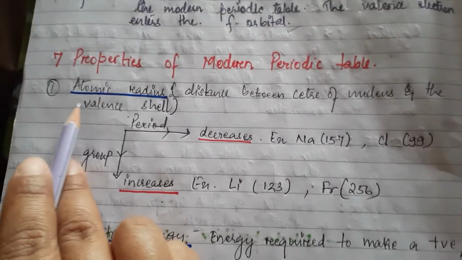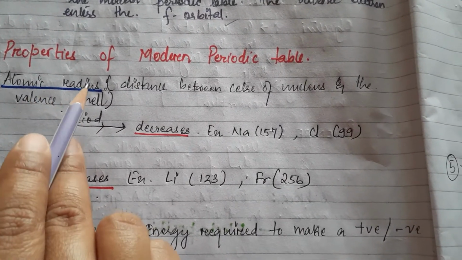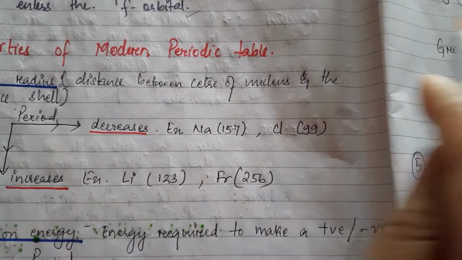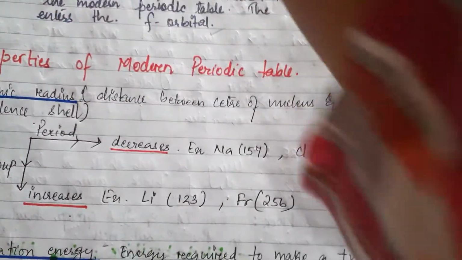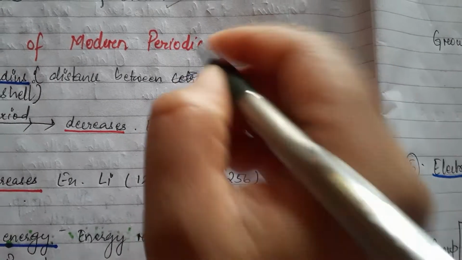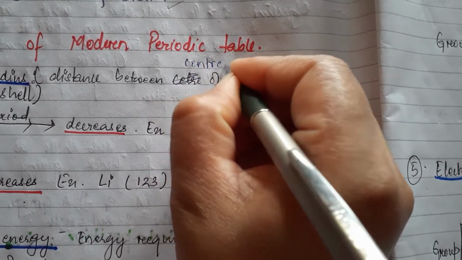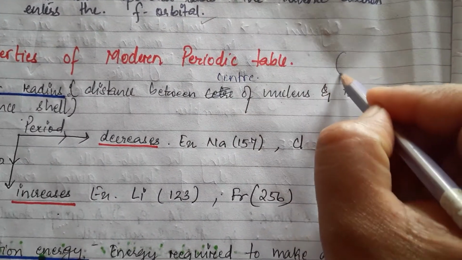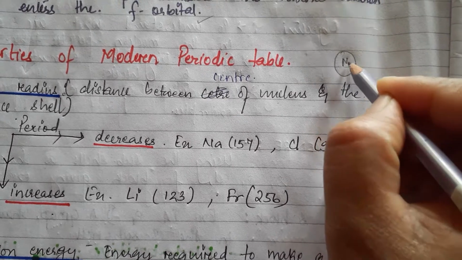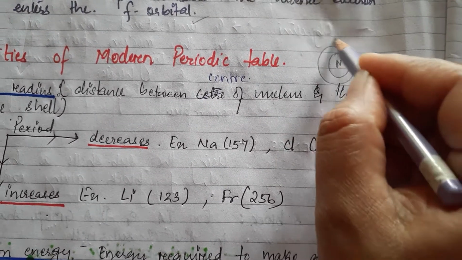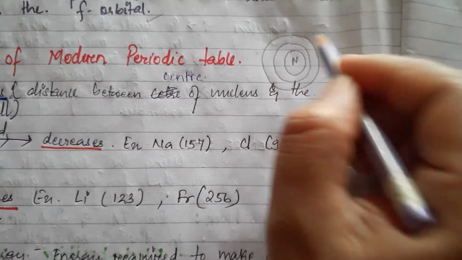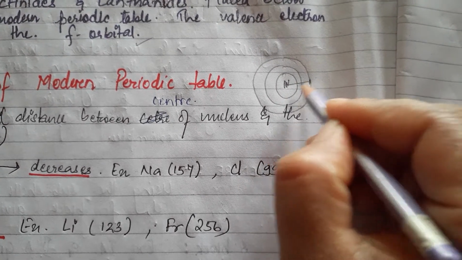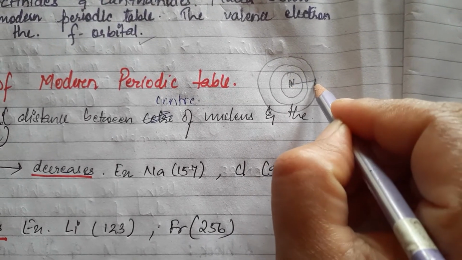Number 1 is information about atomic radius. What is atomic radius? Atomic radius is the distance between the center of the nucleus and the valence shell. Suppose we have an atom wherein we have a nucleus here and, say, 2 shells. From the center of the nucleus till the outer shell, the valence shell, the distance, the radius, is known as the atomic radius.